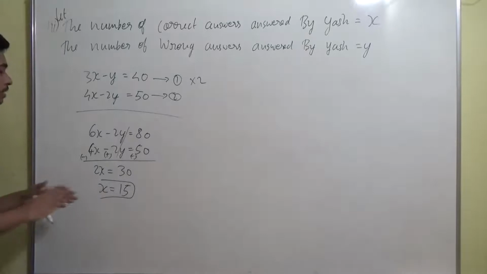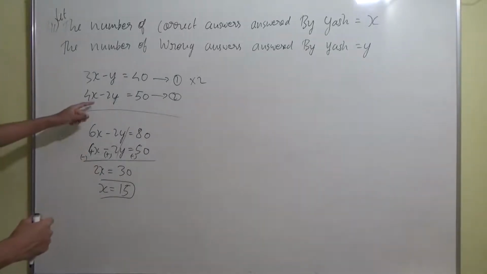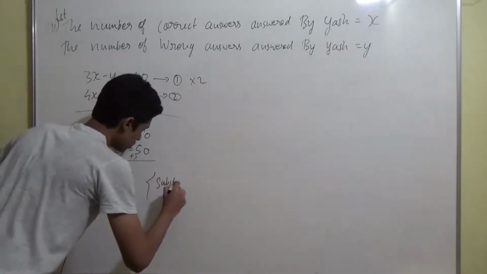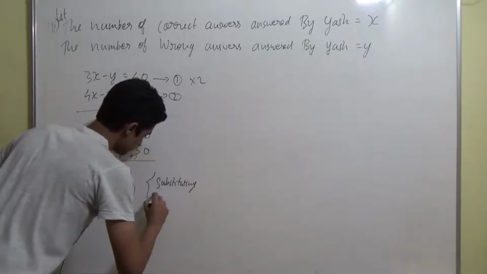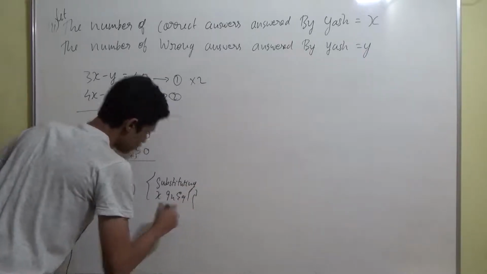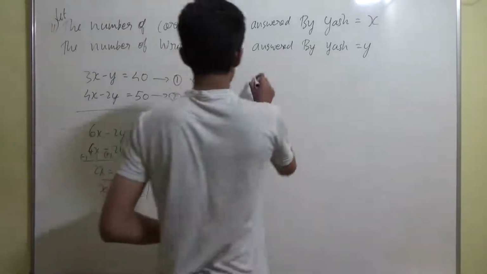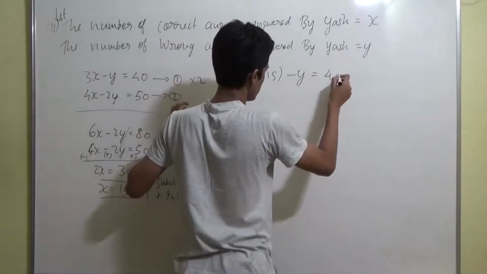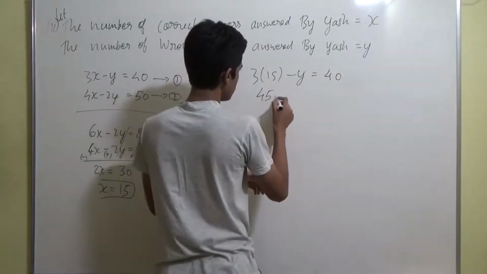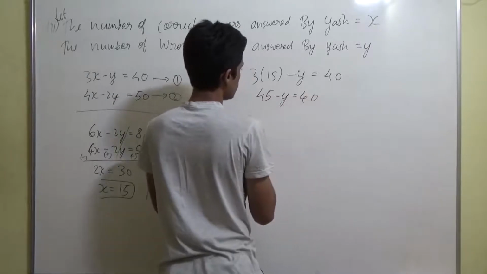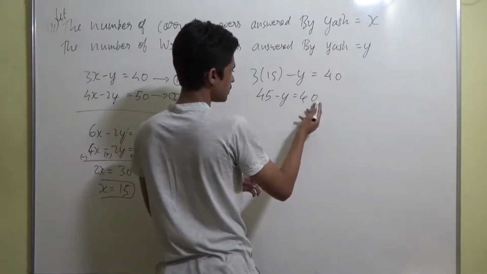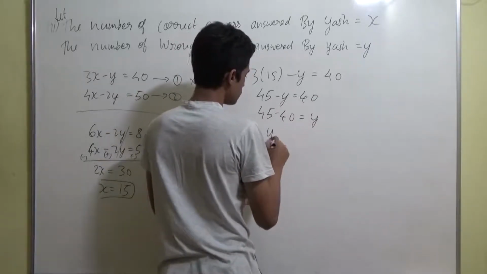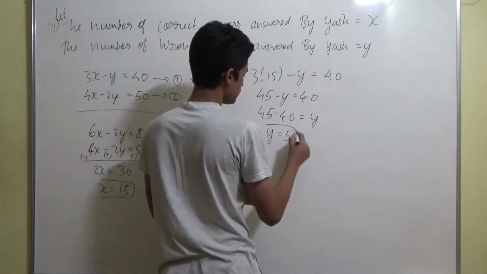Now we will find the value of y by substituting the value of x back into the equation. So substituting x in equation 1, what does it become? It becomes 3 into 15 minus y equal to 40. This becomes 45 minus y equal to 40. I'll take y to the RHS and bring 40 to the LHS. It becomes 45 minus 40 equal to y. So y will become equal to 45 minus 40, which is 5.